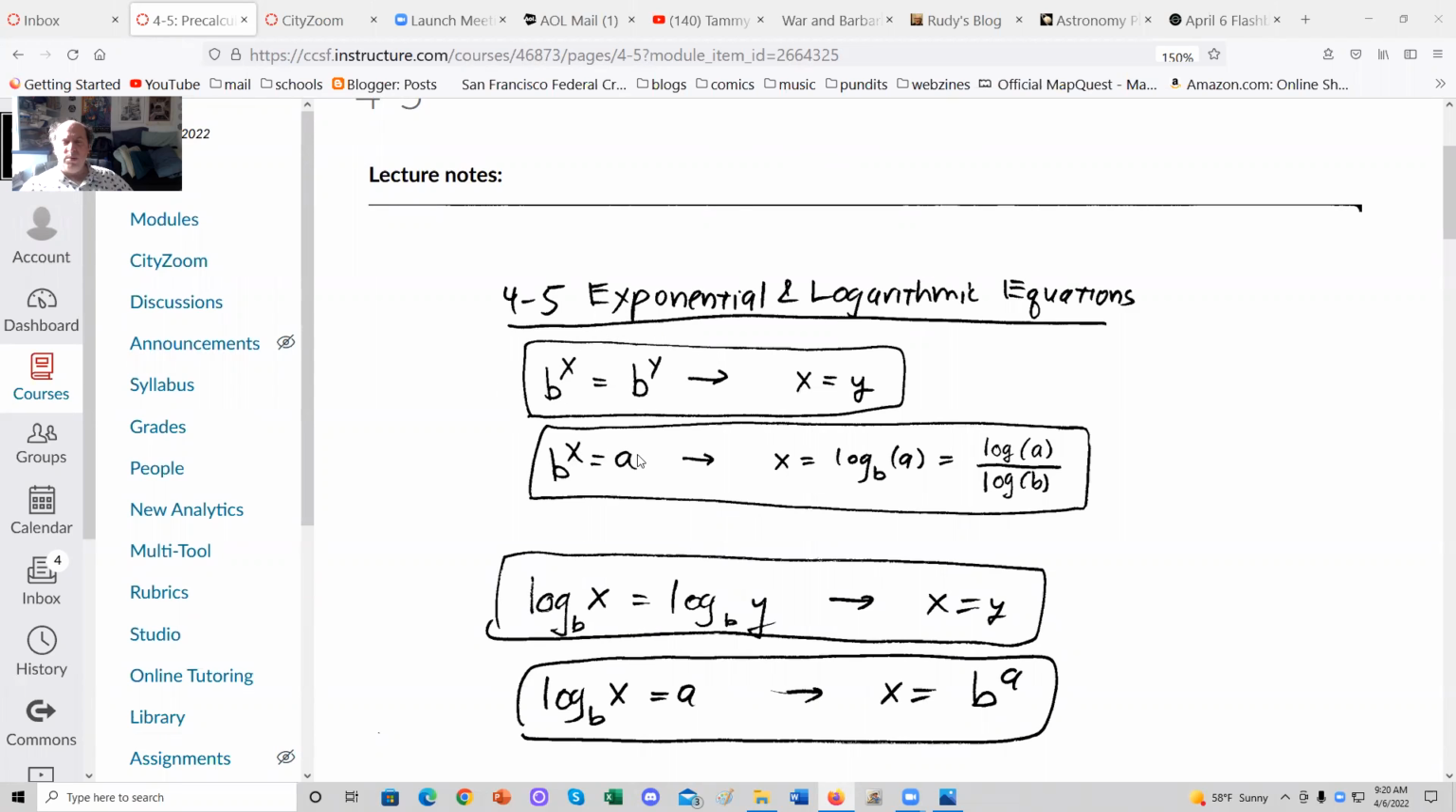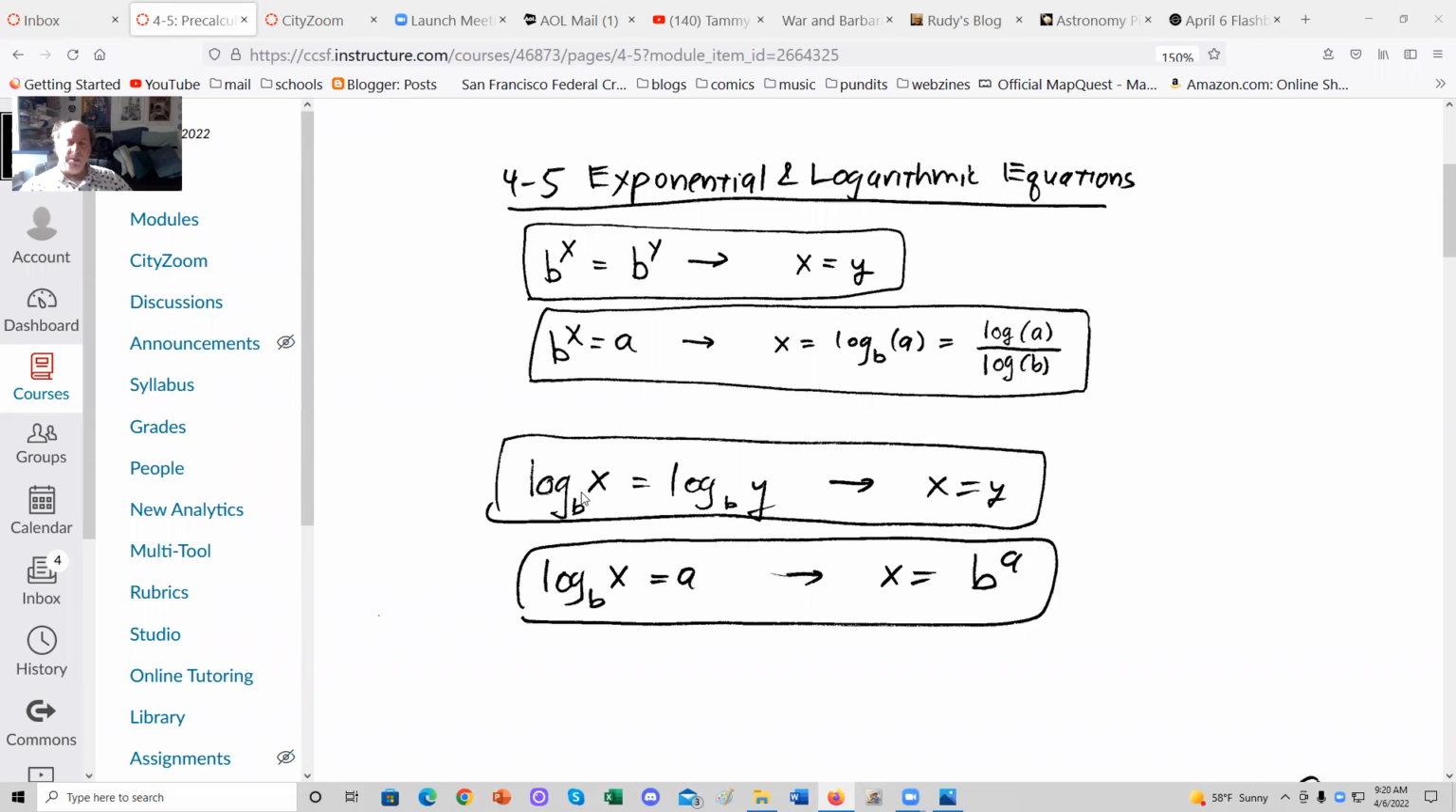If b to the x equals a, well, if you take a logarithm base b, you get x equals log base b of a, which we can rewrite by change of base formulas as common log a over common log b. Or also as natural log a over natural log b, or log base anything of a divided by log base the same thing of b.